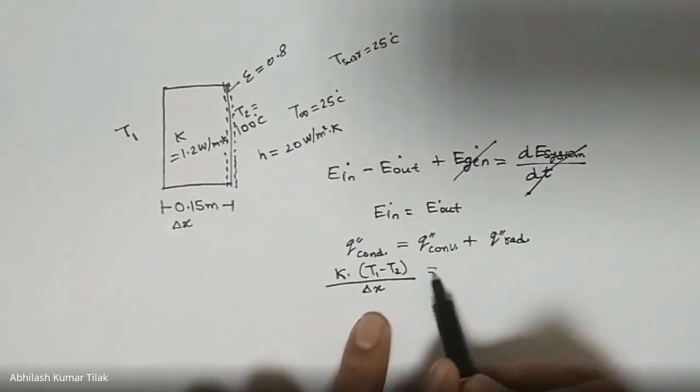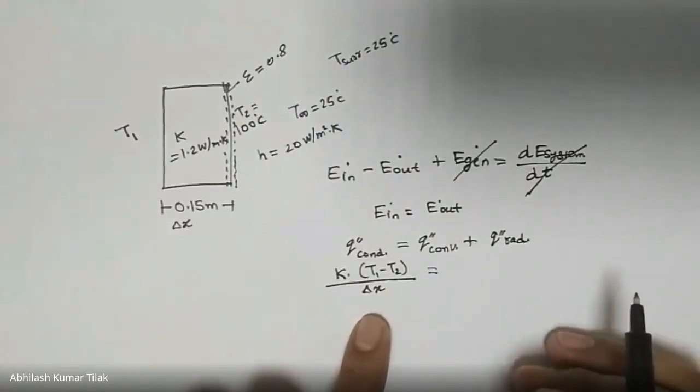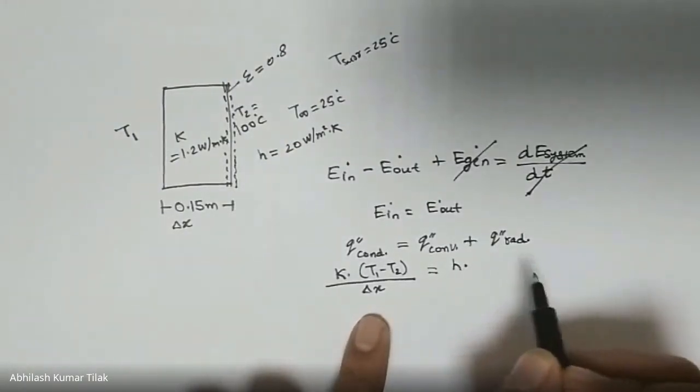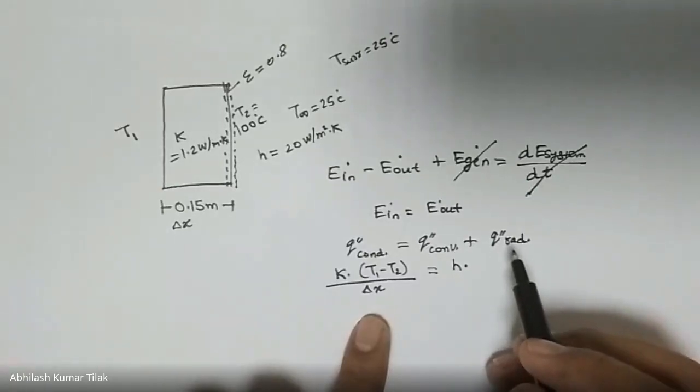Now talking about the convection here. The basic law for the convection is Newton's law of cooling. That is given as h into surface area into Ts minus T infinity.